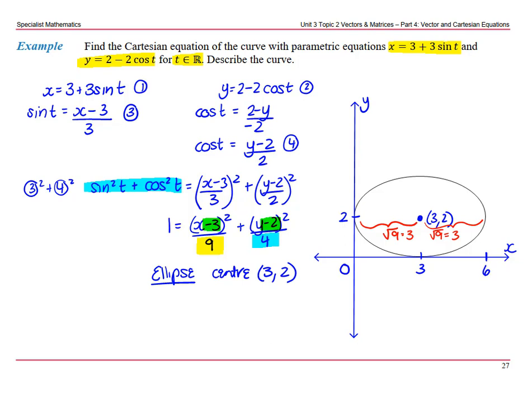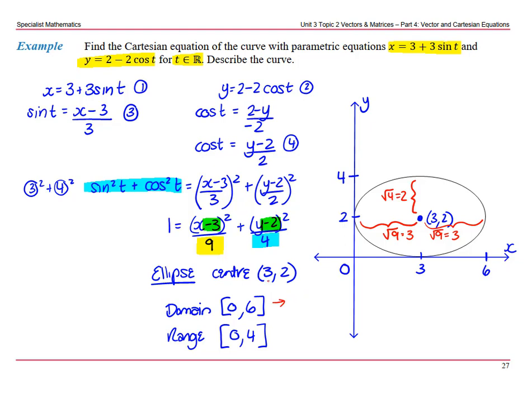Now the 4 with the y, might have realized, gives us our vertical axis. So square root of 4, which is 2. So that means this value here is 4. So we have a major and minor axis, and our domain is 0 to 6, and our range is 0 to 4.